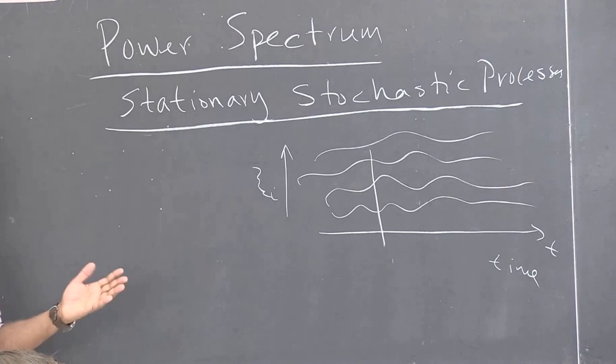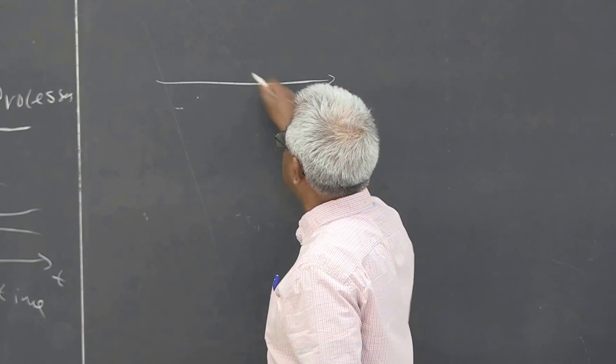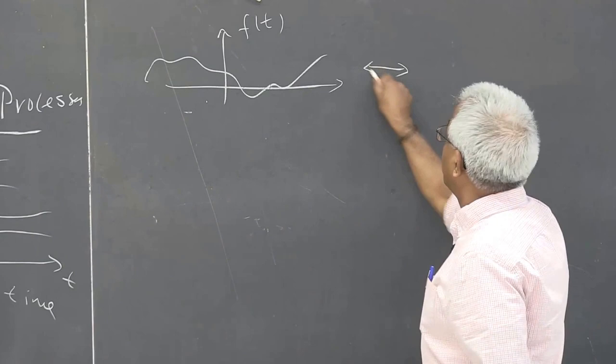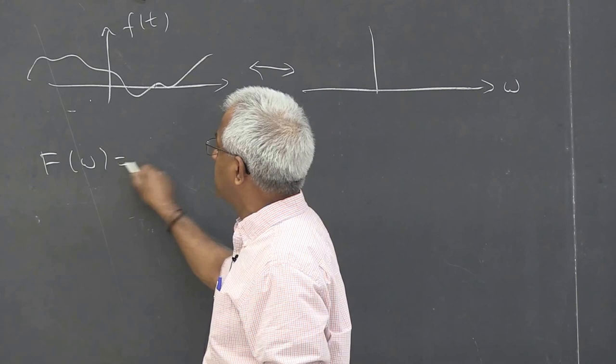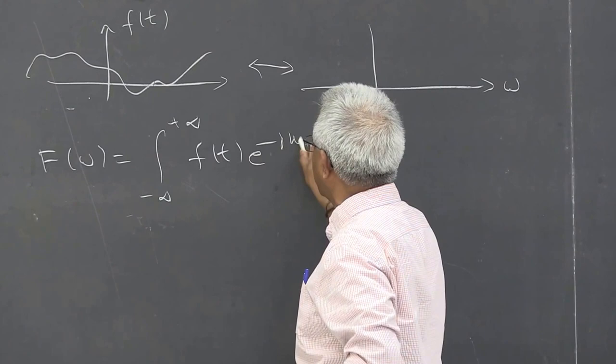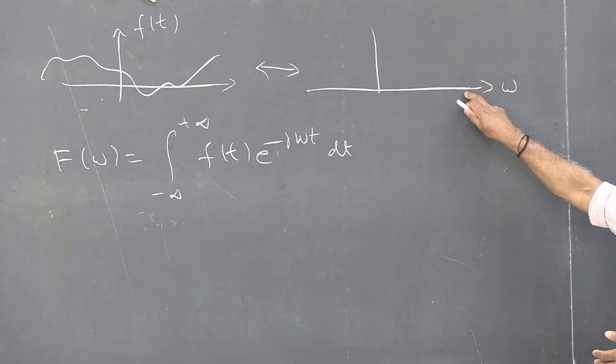And at least for a deterministic signal, you are familiar with the concept of energy and the frequency domain representation. For example, if you have a signal f of t, and we want to know how the energy is distributed in the frequency domain, distribution of energy. So if you look at Fourier transform, which is the integral of f(t) e raised to minus j omega t dt, this is the way Fourier transform is defined. So the question is, what is its usefulness with respect to interpreting the distribution of energy in the frequency domain?